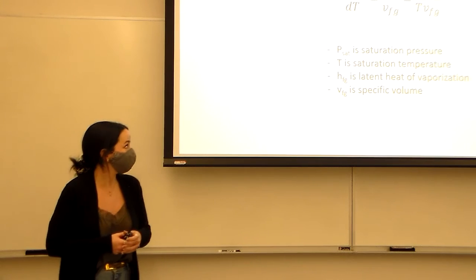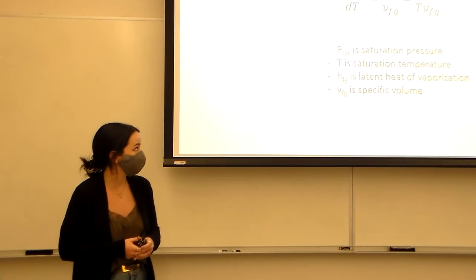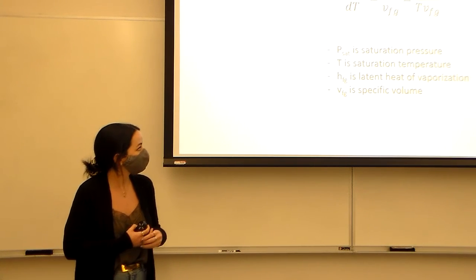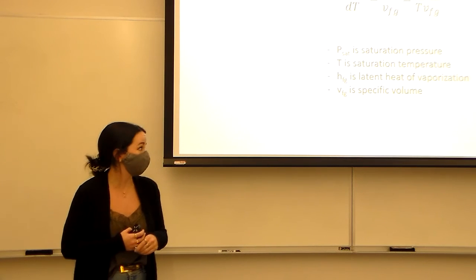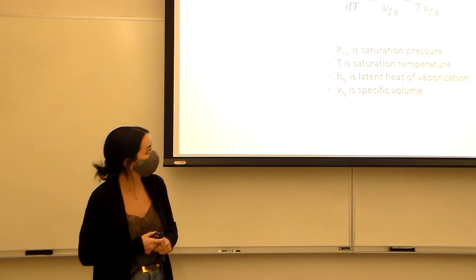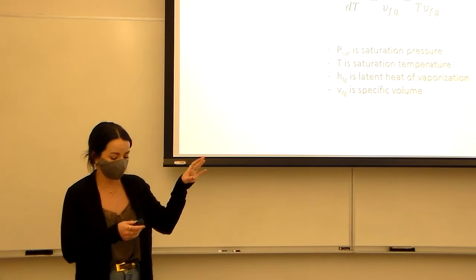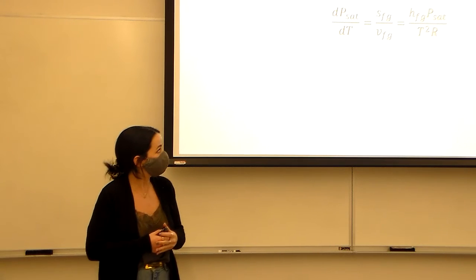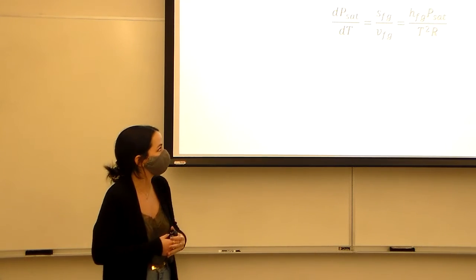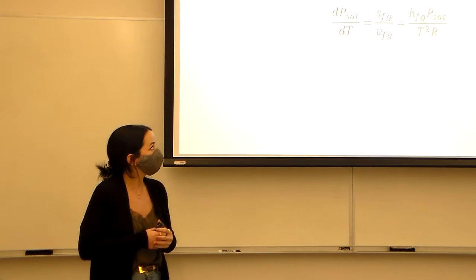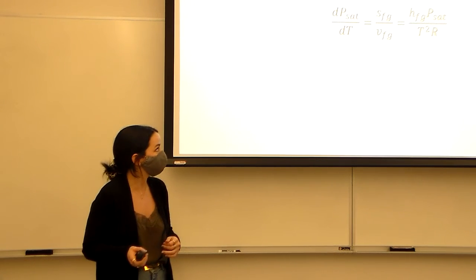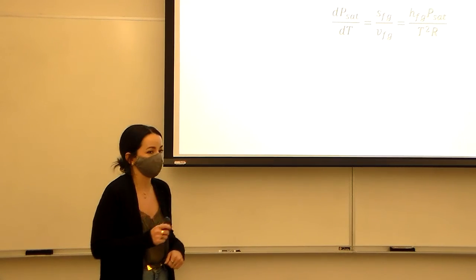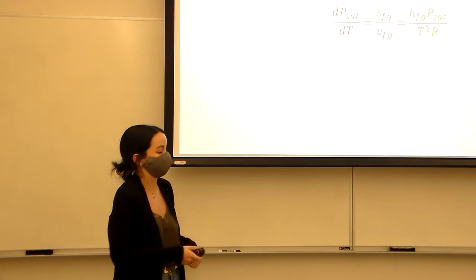So this is the Clapeyron equation. P_sat is going to be the saturation pressure. T is the saturation temperature, or the working temperature, depending on what we're looking at. h_fg is going to be the latent heat of vaporization, and v_fg is the specific volume. And so this is the general Clapeyron equation. You can also use the ideal gas law to switch that equation around a little bit, make it a little bit easier to solve. So here we've got the change in saturation pressure over the change in temperature is equal to h_fg times P_sat over T squared times R, where R is the gas constant.